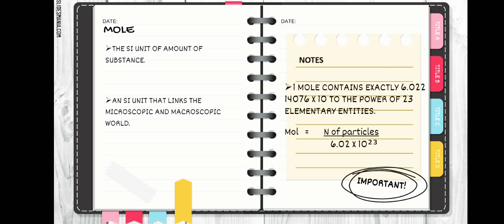So next is the mole, the SI unit of amount of substance. 1 mole contains exactly 6.02214076 times 10 to the power of 23. Or the formula is: mole is equivalent to the number of particles divided by 6.02 times 10 to the power of 23.